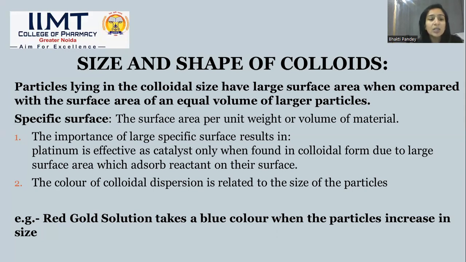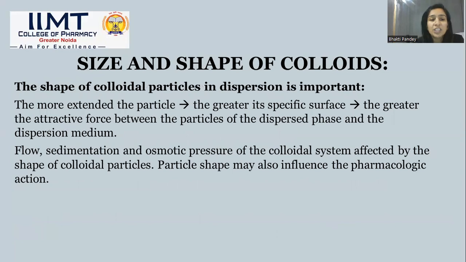The importance of a large specific surface area is that it results in various properties. For example, platinum is effective as a catalyst only when found in the colloidal form due to the large area, which helps in absorbing the reactant on its surface. Another example is that the color of a colloidal dispersion is related to the size of the particle. For example, red gold solution takes on blue color when the particles increase in size.